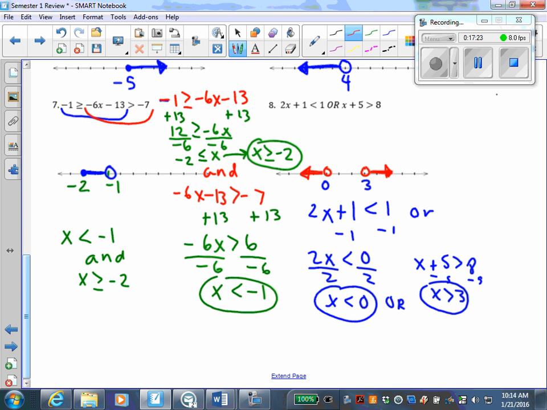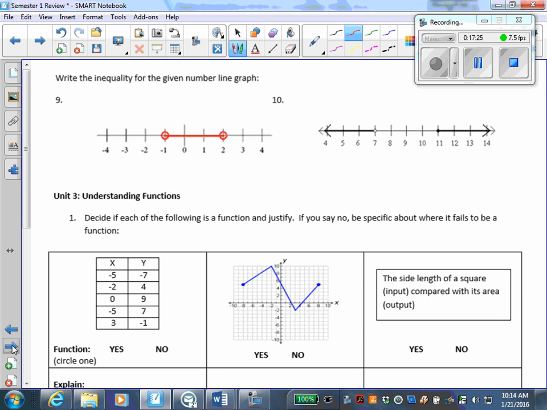Okay, what do we have now? A little more inequalities. Write the inequality for the given number line graph. Okay, this is a compound inequality because it's got two endpoints, not just one endpoint. So the part that's shaded we consider to be x. So according to this, x > -1, because it's to the right of negative 1, and x is also < 2. So that's one way to write our answer. We could also write it as the sandwich, if you remember that. We could say -1 < x < 2. Either of these are good.